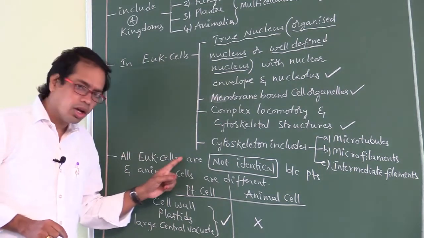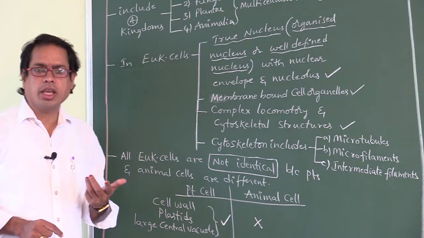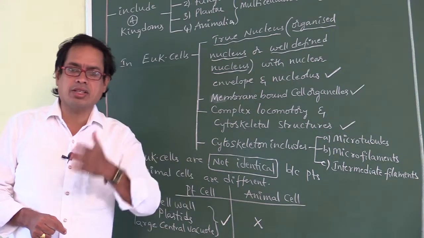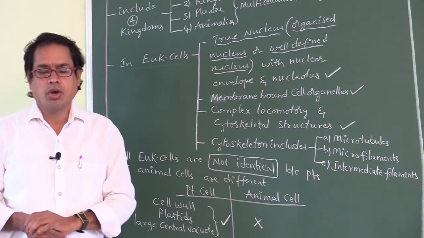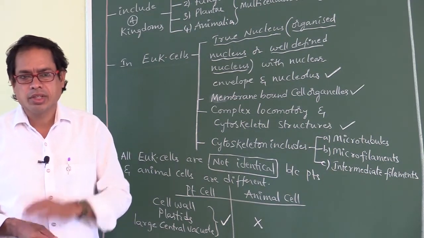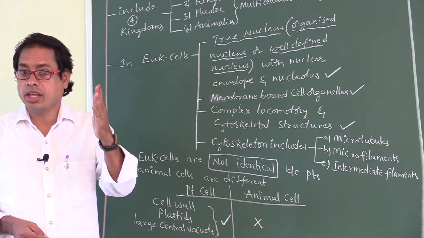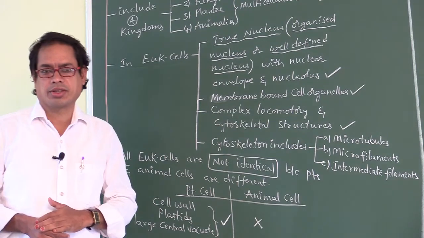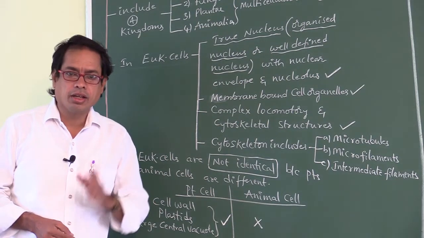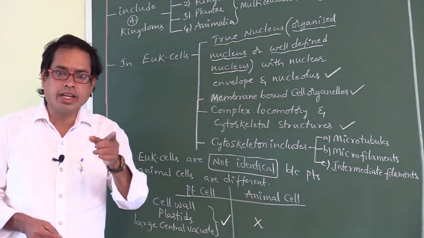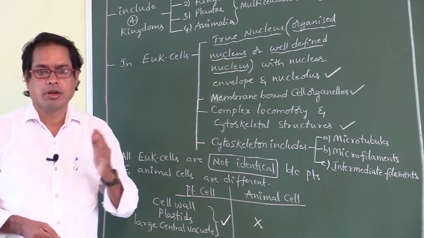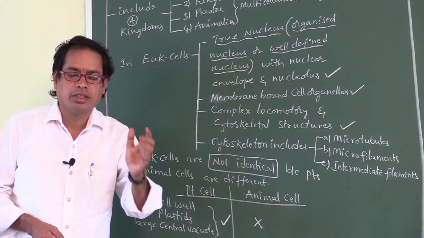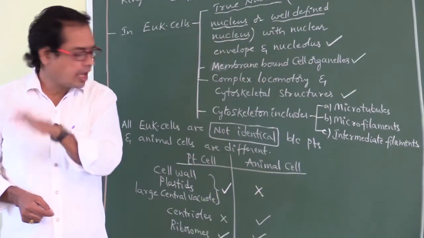Next, all eukaryotic cells are not identical. How can you say all eukaryotic cells are not identical? That is, plant cells and animal cells are different. How can you say plant and animal cells are different? In plant cells, cell wall is present. That cell wall is absent in animal cells. Plastids are found in plant cells, not in animal cells. Plant cells contain large central vacuole. That one is absent in animal cells.